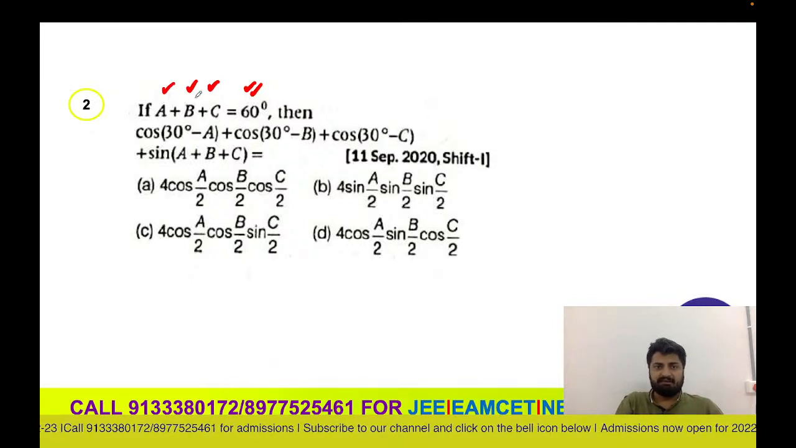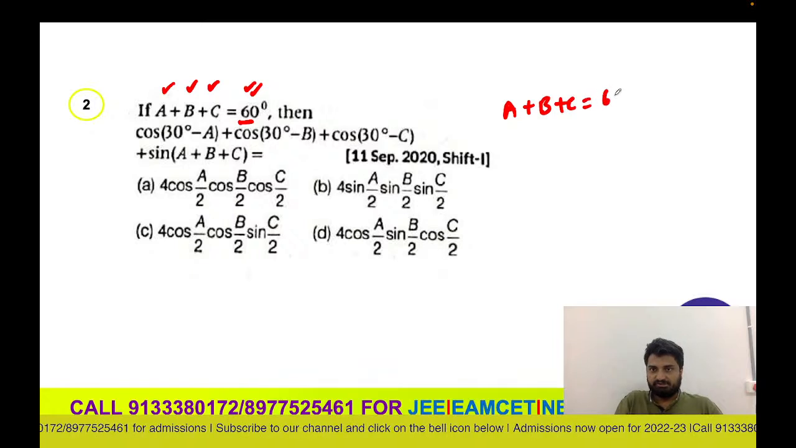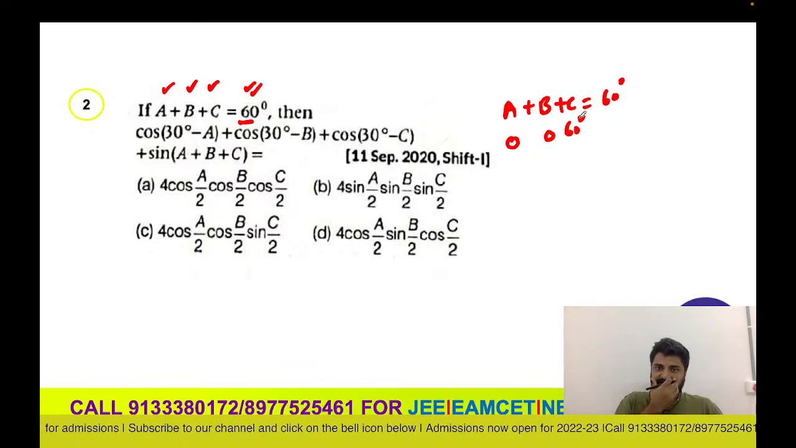So let's do something here. Now the sum of the angles should be 60 degrees. So A plus B plus C should be 60 degrees. Can we assume the angles to be 0, 0 and 60? So let's try to do that.